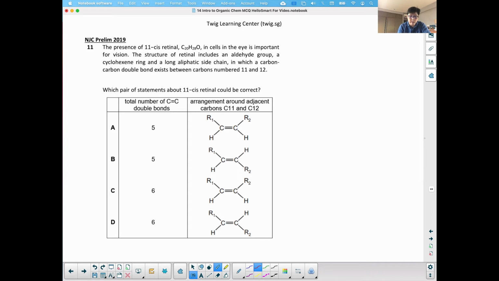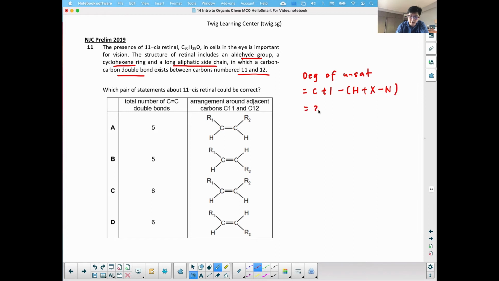Okay, they're saying that the structure of retinal contains an aldehyde group, a cyclohexene ring, and a long aliphatic side chain, where the carbon double bond exists on carbon 11 and 12. All right. Okay, so I'm going to teach you a formula. This is what I call degree of unsaturation. It tells you how many double bonds and/or rings are in a structure. The formula is C plus 1 minus half of H plus halogen minus nitrogen.